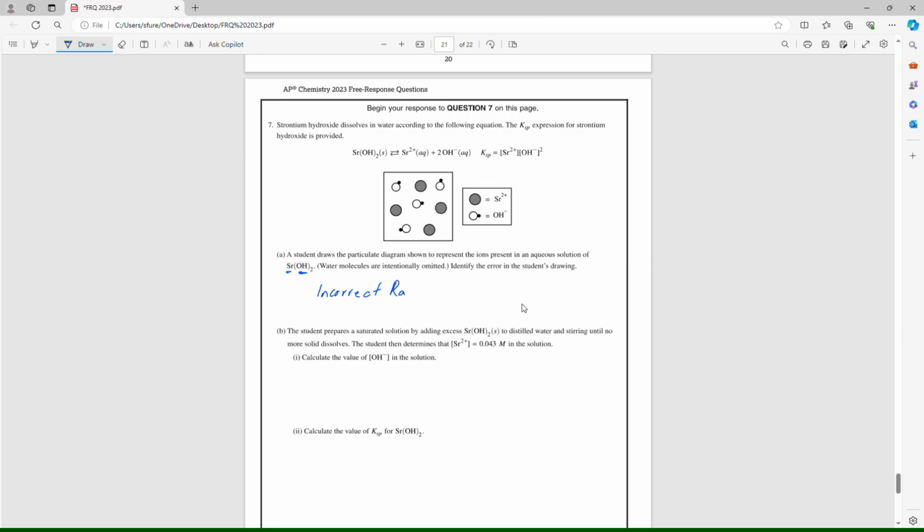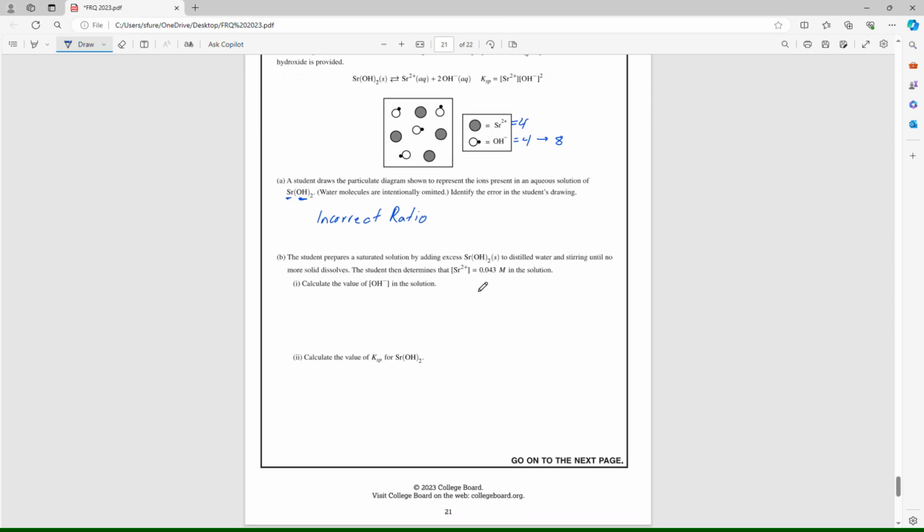And I'll reiterate that. Sorry, I am speeding through this. There's 4 Sr2 plus, and there's 4 OH minus. But for every 1 Sr, there should be 2 OH minus. So if there's 4 Sr2 plus, there should be 8 OH minus.